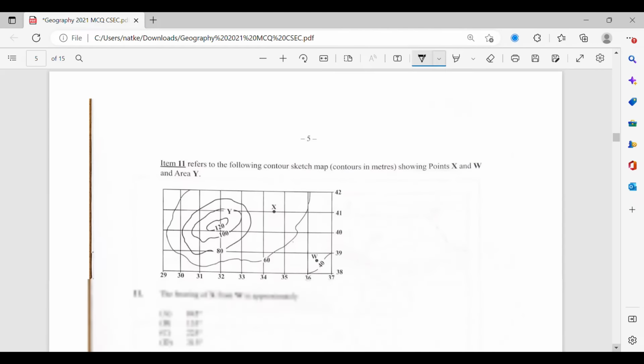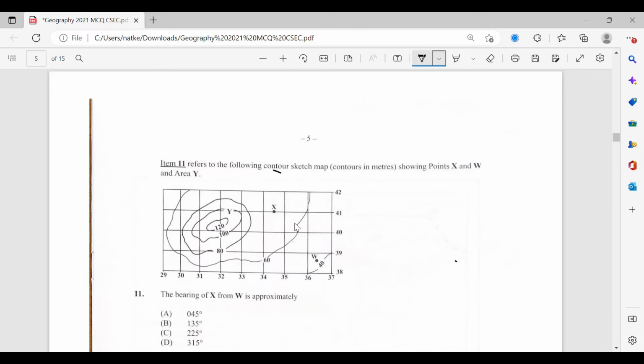Number 11 refers to the following contour sketch map showing points X and W. So the bearing of X from W is approximately. Now when you're in a paper 1 exam, really and truly, you don't want to be using all of your time for things that you can do really, really quickly. You want to use your time to review when you're finished. You want to spend it on the harder questions that you're going to do after you finish all the ones that are manageable, right?